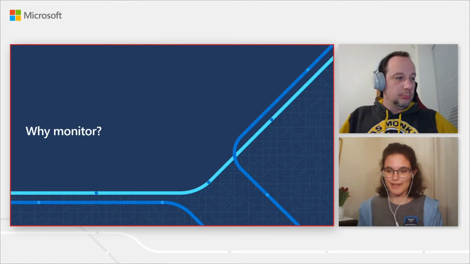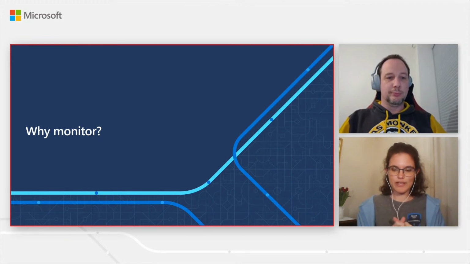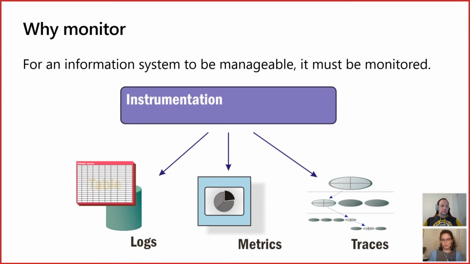And I think Peter made it very clear why monitoring is important. But let's emphasize some aspects a little bit more in detail. So for an information system to be manageable, it must be monitored. The greater the complexity of a system, the more important it is to assess its operational status in real time or near real time, and in a quantitative manner with numbers, values, and percentages. And monitoring comes down to 3 main components as instrumentation: logs, metrics, and traces. And Peter and I will discuss more about it right away.